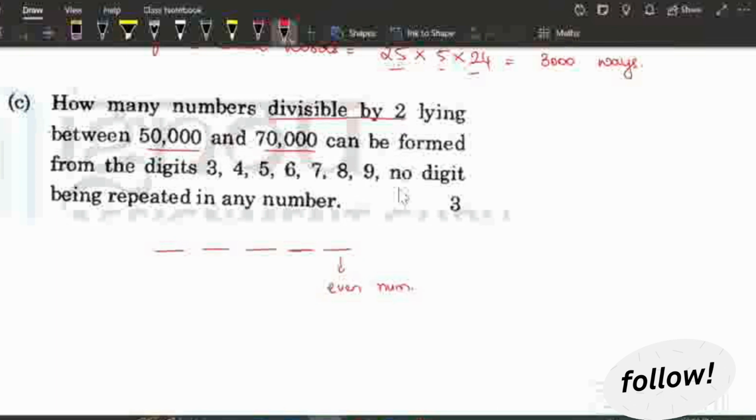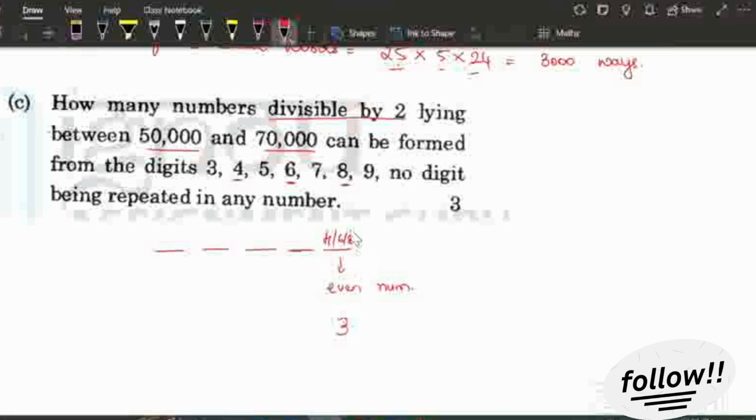In the given digits, how many even numbers do we have? 4, 6, 8. There are three even numbers. So basically, the last digit must be either 4 or 6 or 8. If we put any other digit, that is 3, 5, 7, or 9, it becomes an odd number. So make sure that the last digit can be filled in three ways.